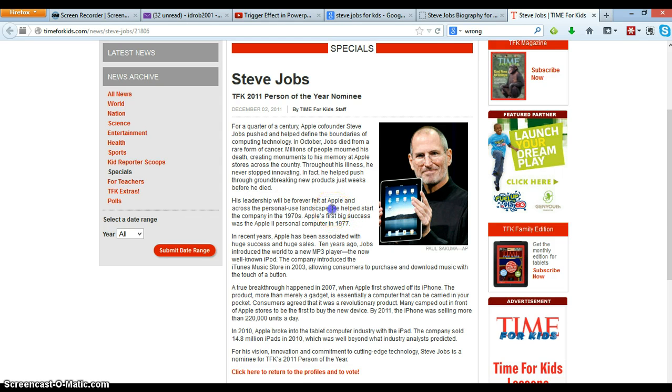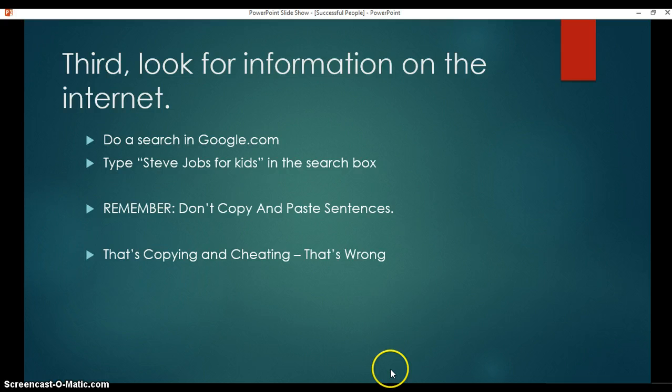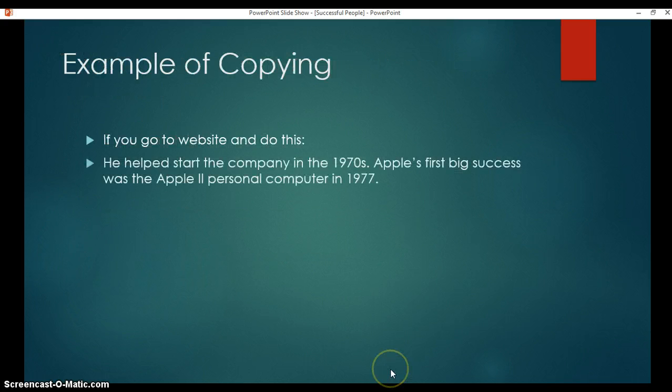And so what I mean by copy and paste would be if you took this sentence and on your computer you pressed Control C, and then you go to your document and then you pasted it, that would be definitely wrong, and you don't want to do that. So it's good to get information from the internet, but you must write your own sentences.